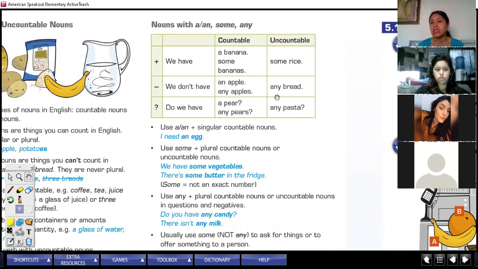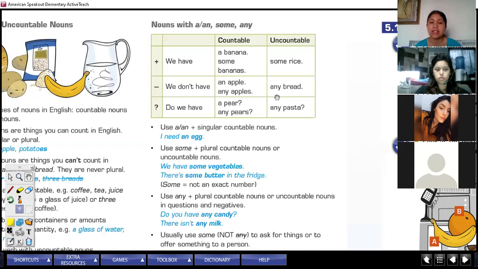Or I want a box of cereal. No puedo contar el cereal, pero sí las cajas. Entonces te puedo decir, I want a box of cereal. Quiero una caja de cereal. And like that, right? Entonces se utiliza el a or an para hablar sobre contables singulares y también para hablar sobre las cantidades de los contenedores de los no contables.